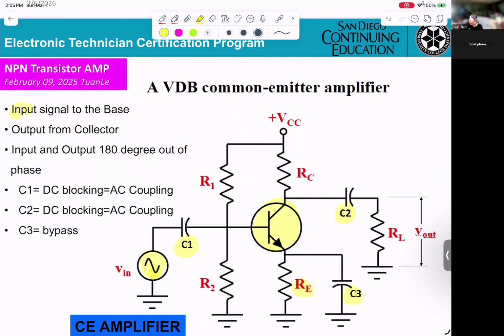The input signal is applied to the base. This is the input signal applied to the base. So let's see, this is the base, this is the collector, and this is the emitter.